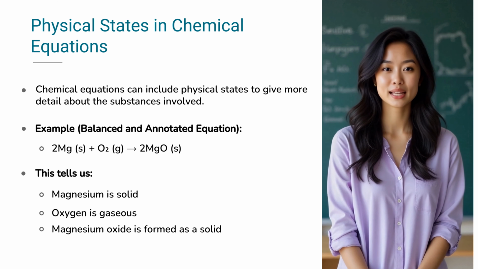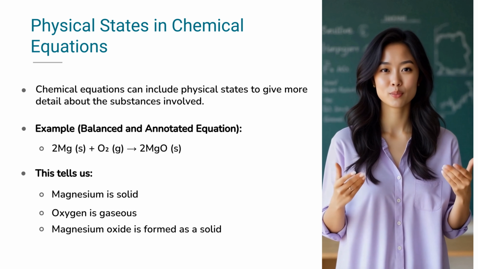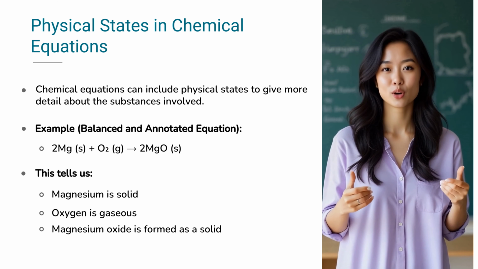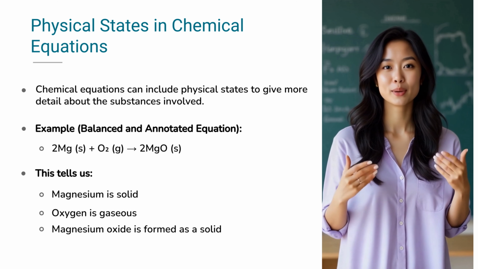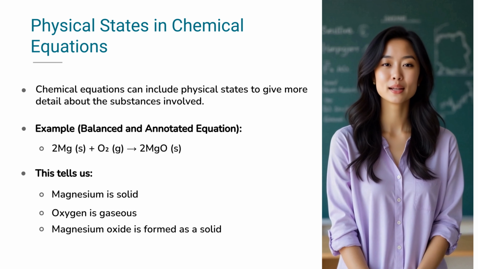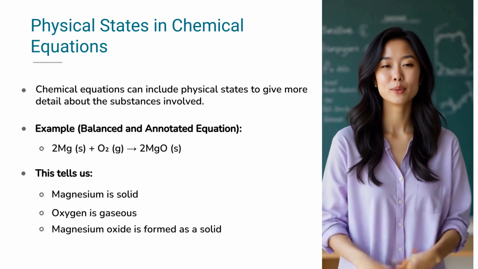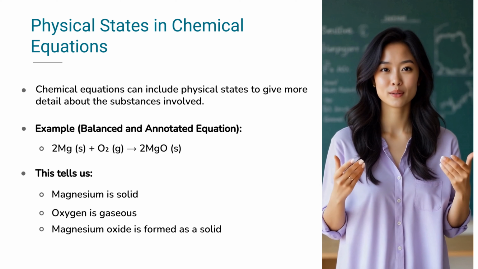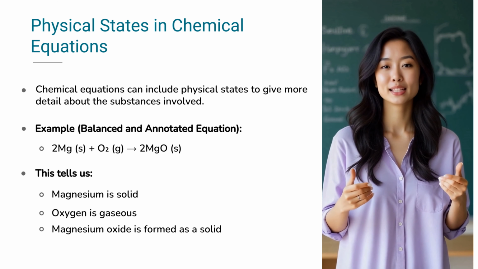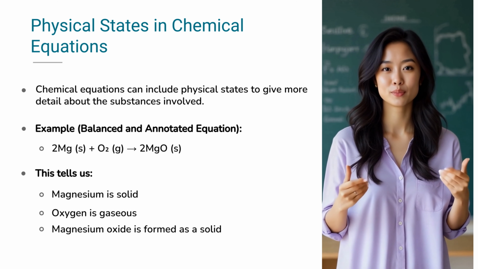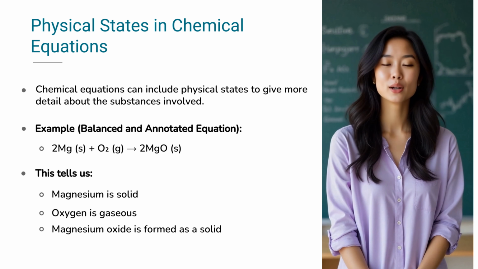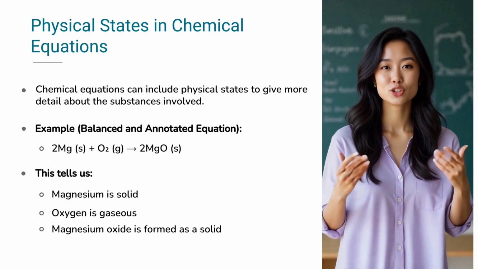Now let's take our chemical equation one step further and make it even more informative. We do this by adding the physical states of each substance involved in the reaction. Here's what they mean. S stands for solid, L stands for liquid, G stands for gas, AQ means aqueous. That's when something is dissolved in water. Let's apply this to our balanced equation from earlier. This tells us that magnesium is used in solid form, oxygen is a gas, and the magnesium oxide formed is also a solid. By adding physical states, we give a clearer picture of how the reaction actually occurs, not just in theory, but in real conditions.